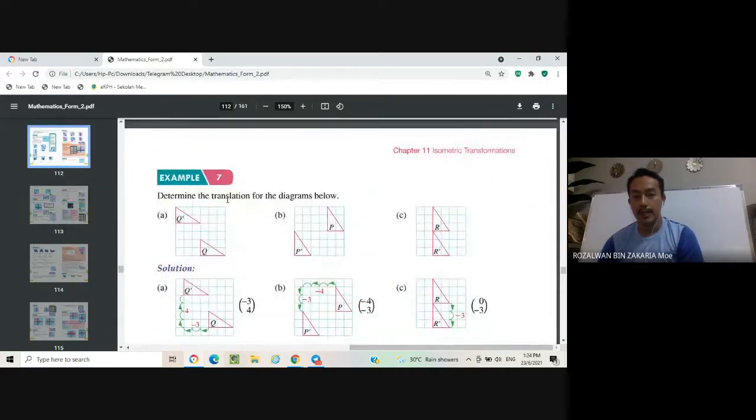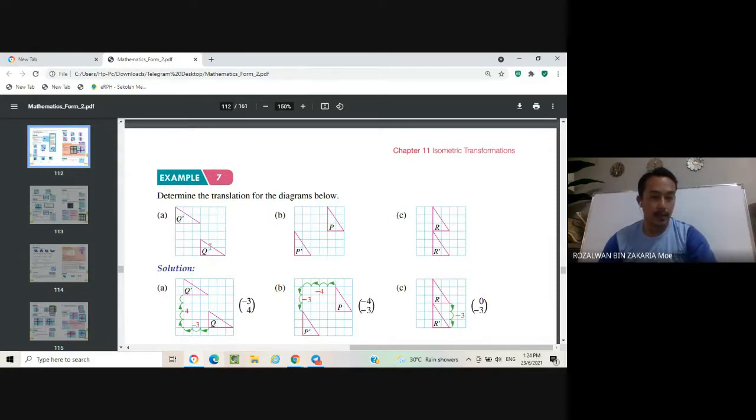Okay, now look at this one. Example 7, the question asks you to determine the translation for the diagram below. Okay, A. As I mentioned to you before, this symbol here, we read as Q prime. And this one is Q. Q prime is an image for the object Q here. The prime means image. So how to find the translation for this diagram?